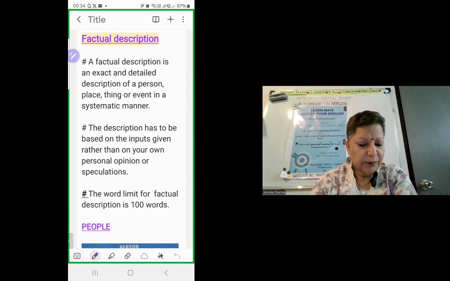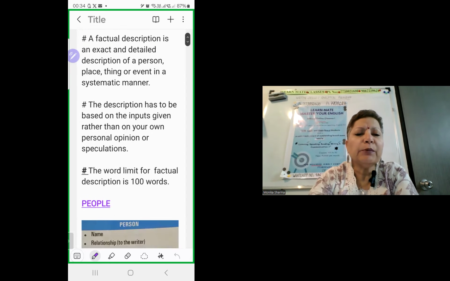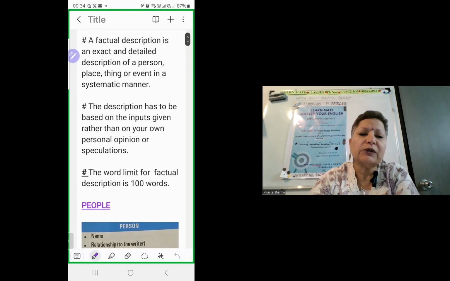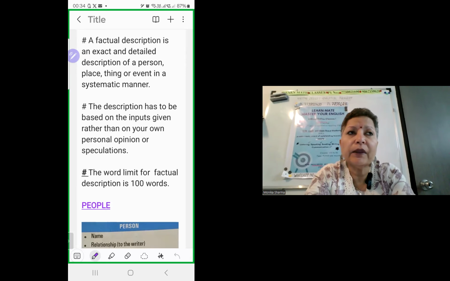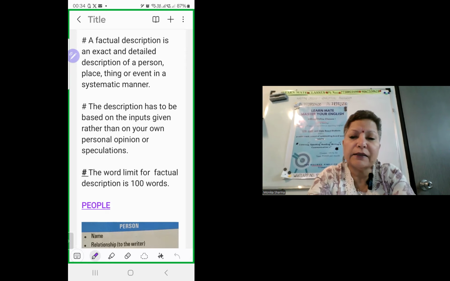Coming to the second point here, the description has to be based on the inputs given rather than on your own personal opinion or personal speculations. Like, suppose, for example, if I give you the description of Bill Gates, from your own reading about Bill Gates, you may be knowing a number of things about him, but you have to focus only on things which are there in the question which is given to you. You cannot just start writing things about him which you know but which are not mentioned in the question.